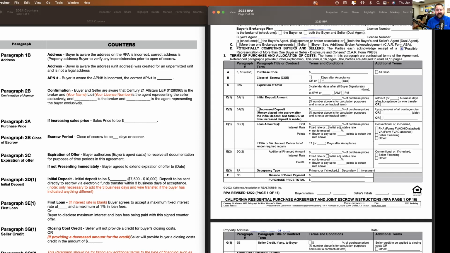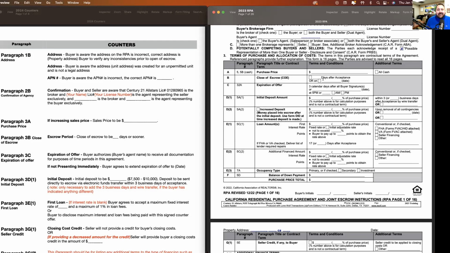You can extend those based on days. I just don't like going up to a date, but that's just personal preference. If you want to go for a specific date, if there's a reason you need that date, you can also counter close of escrow to be on a very specific date if you need that for your seller.